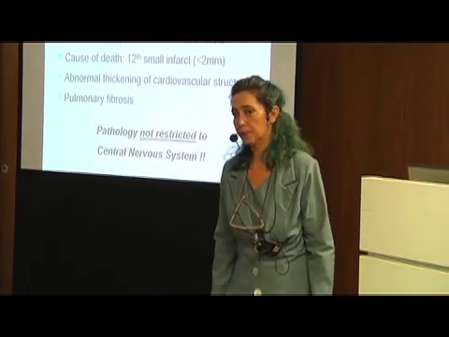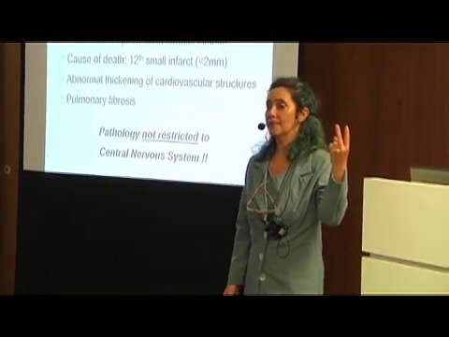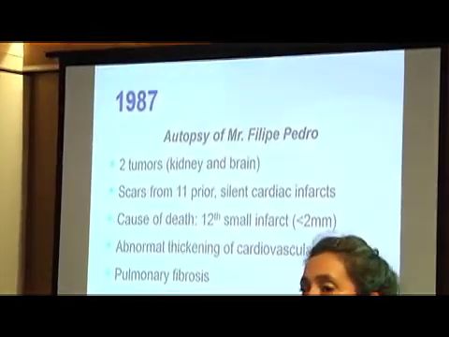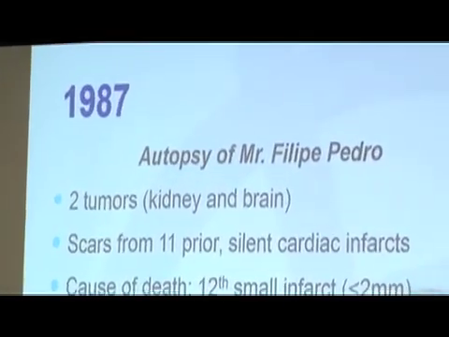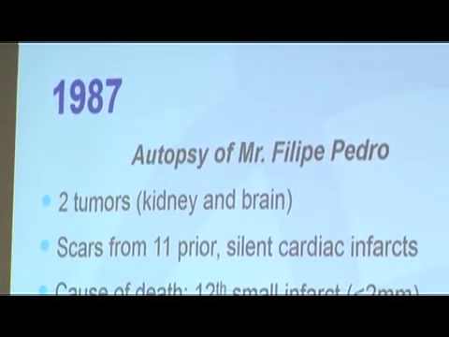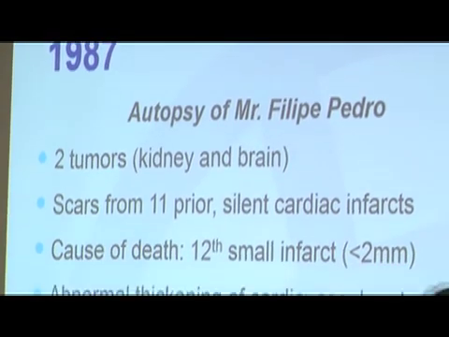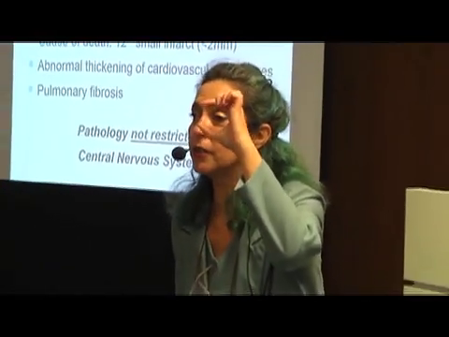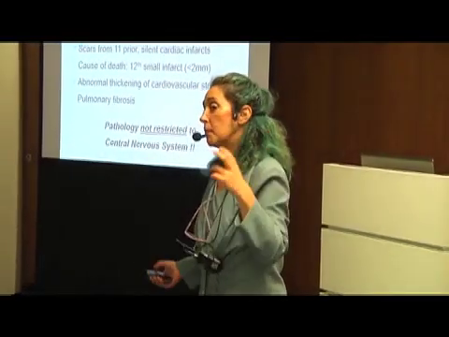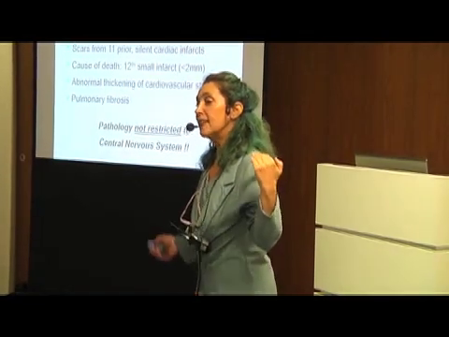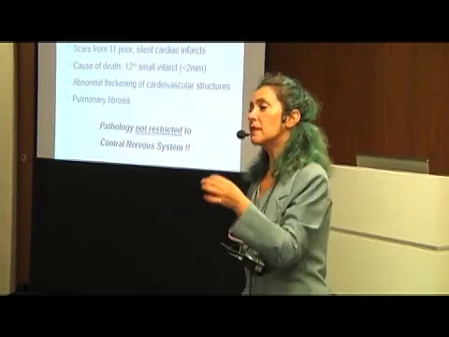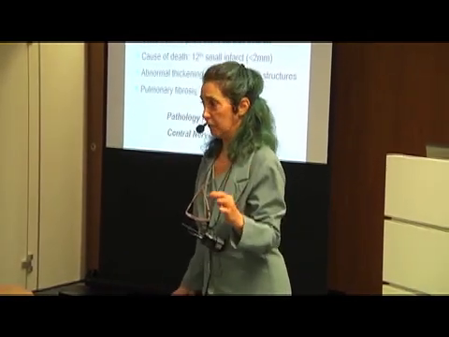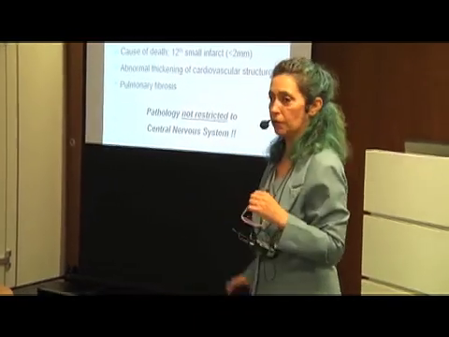This is what we found. We found 2 silent tumors. There was no suspicion that this man had a tumor, let alone 2. One of the most incredible things is that each time you have an infarct, a heart attack, a scar is formed in the heart. This man had 11 scars, and he died of the 12th, which was a scar so small that in the regulated tables it doesn't even count as an infarct because it was below 2 millimeters.